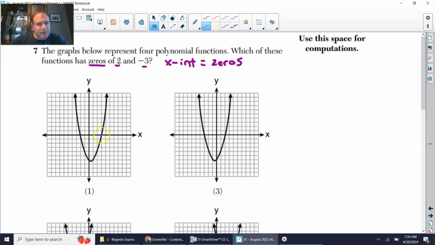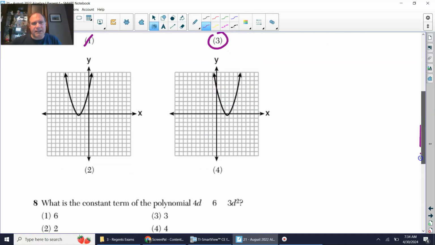All right, so this one right here has a 3. This one right here is negative 2. This is out. This one right here is negative 3. This one right here is 2. That's good, because that's what they want.